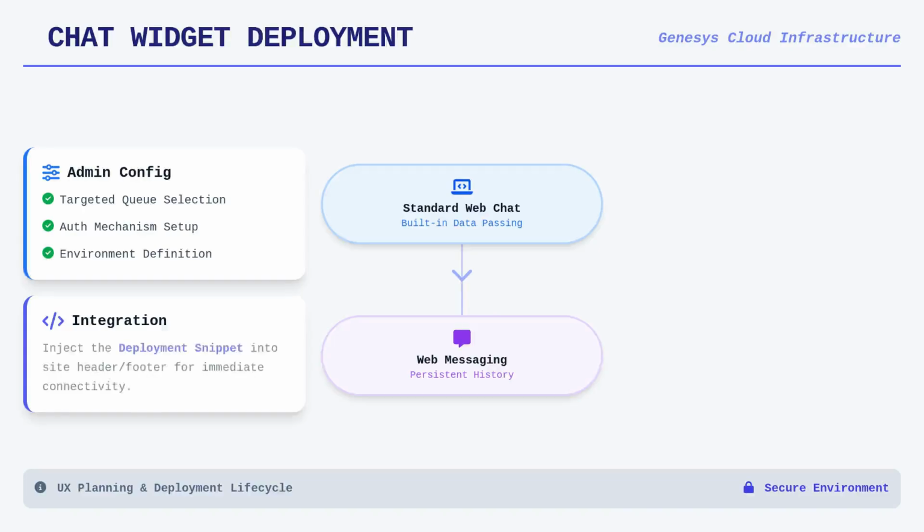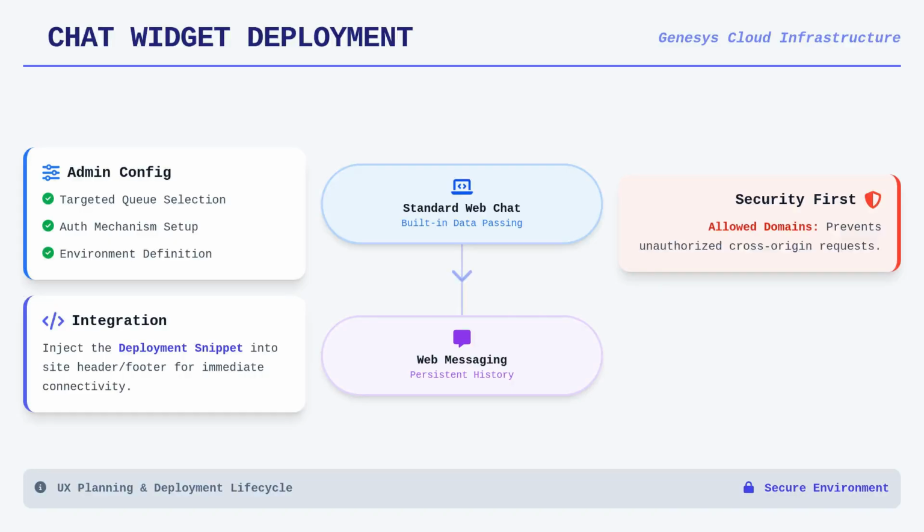By using the deployment snippet provided in the administration panel, you inject the necessary JavaScript into your site's header or footer, enabling immediate connectivity to the Genesys Cloud infrastructure. Security is also a major consideration here, as you must configure allowed domains to prevent unauthorized cross-origin requests from initiating sessions against your deployment. This level of control ensures that your chat infrastructure is only accessible from trusted environments, maintaining the integrity of your customer support channels while providing a seamless entry point for digital interaction.